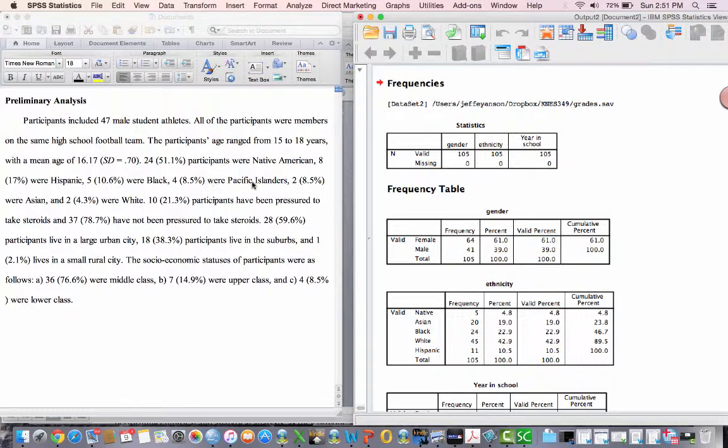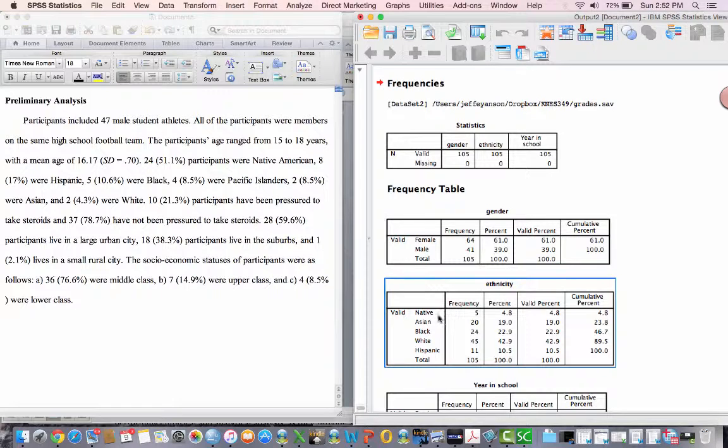So we don't have age, but we do have gender. In this case, you would write the participants' gender was females 64, and in parentheses here, you would put 61%. And for male, 41 and 39%. And that's it. It's very straightforward and very easy. Ethnicity, just as you have here, you would transfer these numbers, and you could actually just copy and paste this and put, for Native Americans, there were 5, so you would change this to 5, and their percentage would be 4.8. And you always go from big to small.